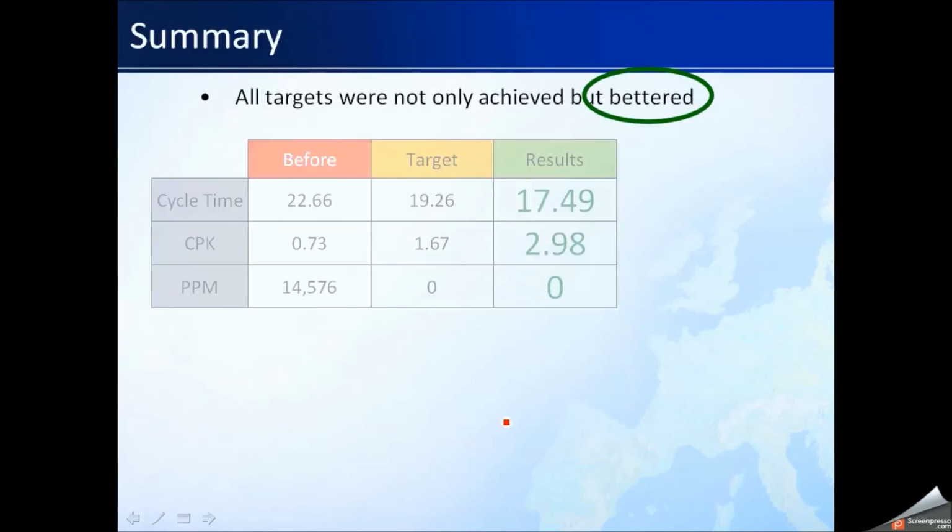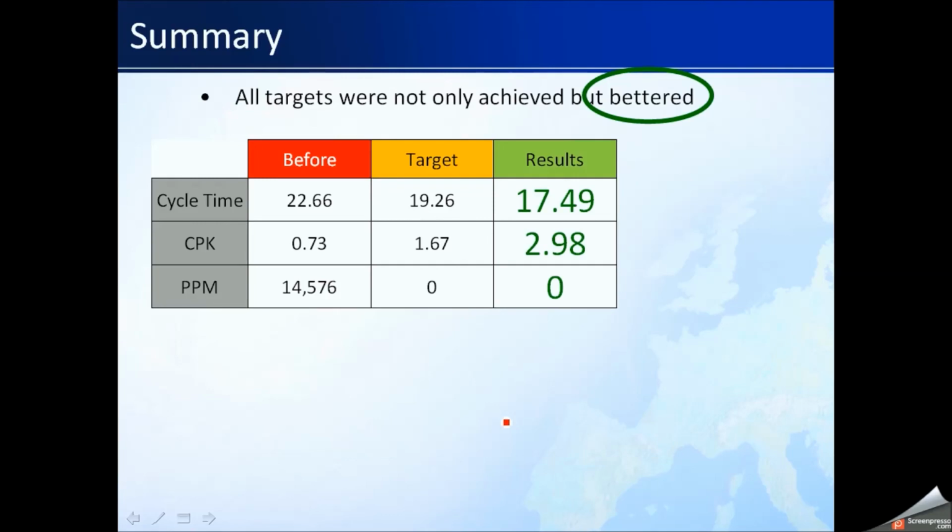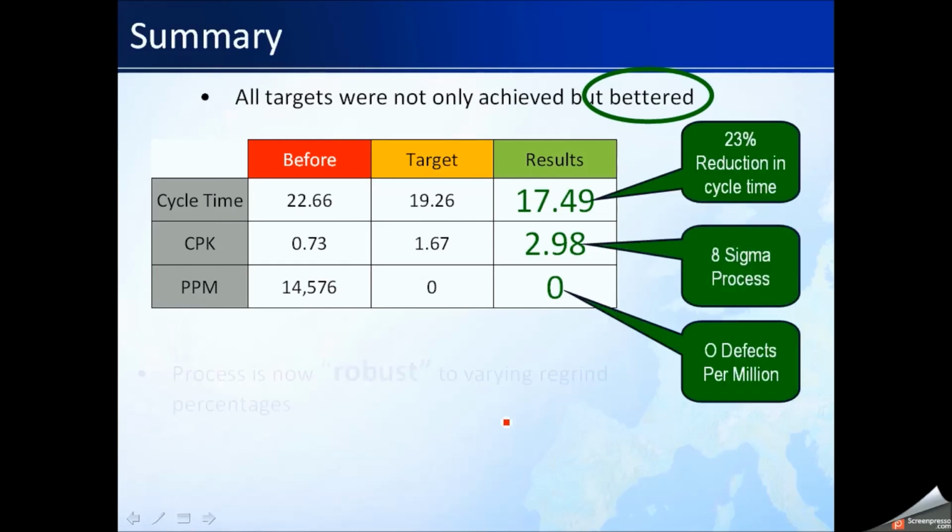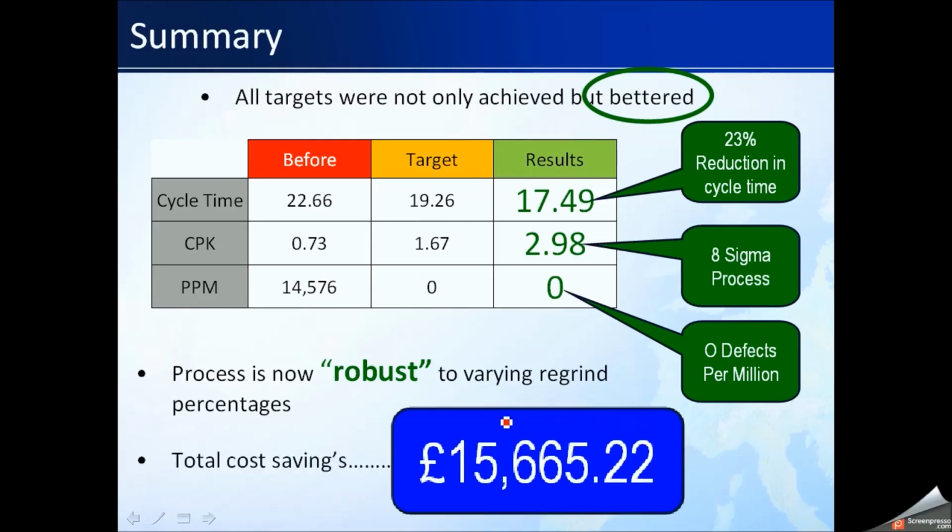So all the targets were met. We were aiming for 19.26 on the cycle time. We actually hit 17.49. We were aiming for the CPK of 167. We actually hit the CPK of 3. So we absolutely smashed the targets. We had 1.5 trillion choices, and we only ran 20. Only a DOE can find these answers so quickly. There we go. Total cost saving, 15.